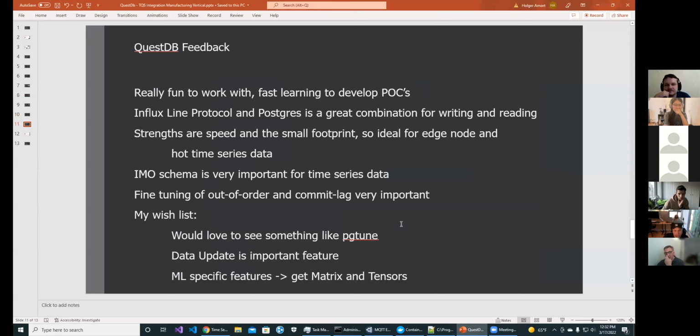Yeah, so here's some feedback for QuestDB. First things first, it's really fun to work with this database. I like the fact that you just spin up a Docker container, you have your web interface, and you get going within a couple of minutes. Very, very nice. I also think the choice to have different protocols for writing and reading is a winner.